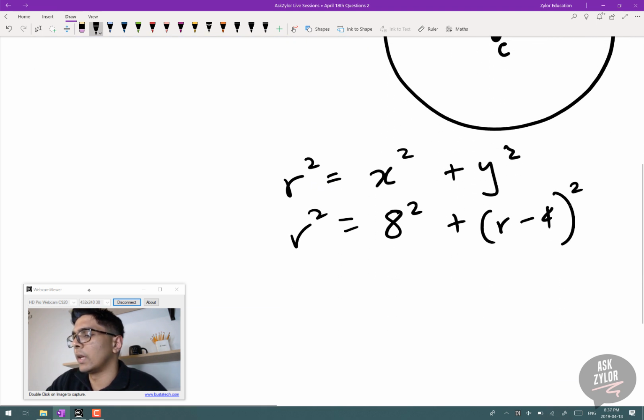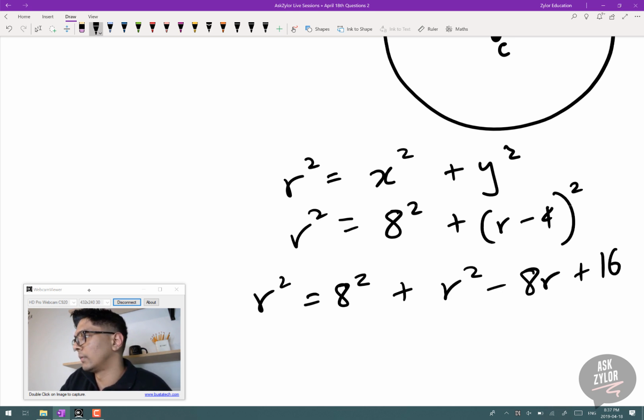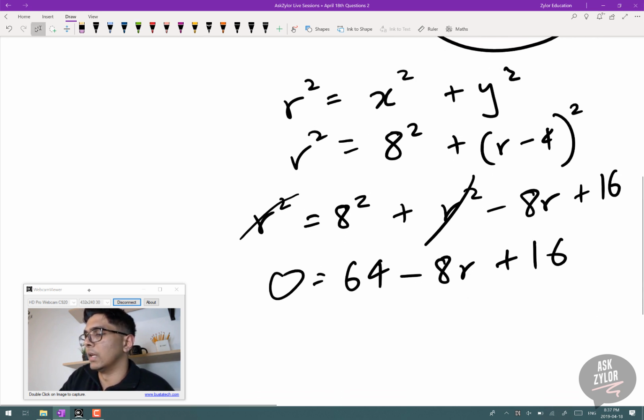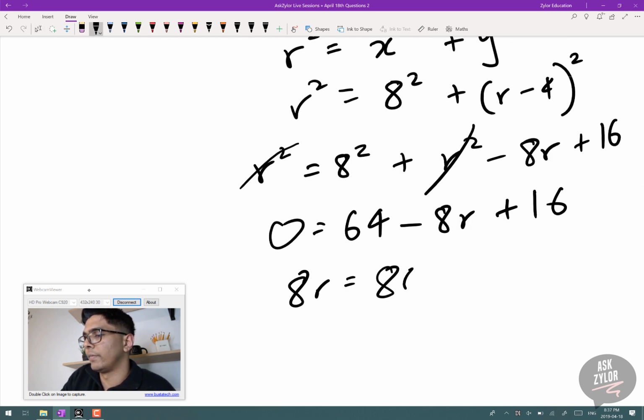So then what I can do is isolate for my r variable. I'm going to expand my equation to give me r squared is equal to 8 squared plus r squared minus 8r plus 16. Then my r squares get cancelled out to give me 8 squared, which is 64, minus 8r plus 16, and then I can bring that 8r to the other side to give me 80, and my r is going to be 10.